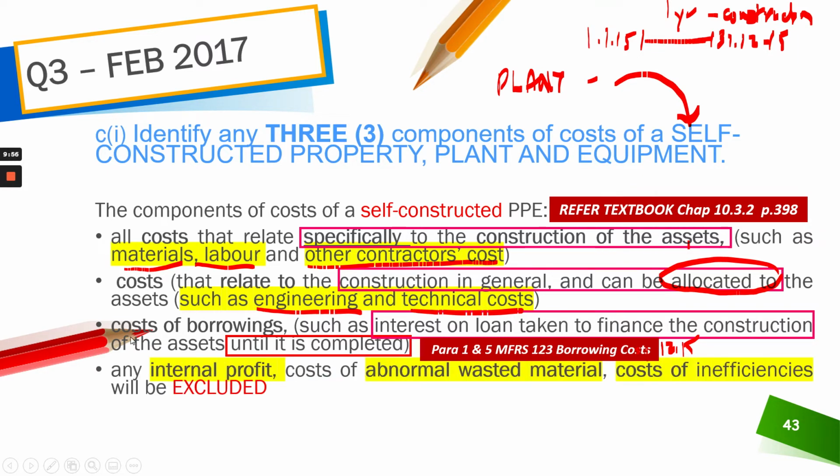The next one is also to consider or to exclude the internal profits. You have any internal profit during the construction, the abnormal wasted material, maybe you have material that you bought, some of it was not used, it was wasted, or the cost of inefficiencies will also be considered, but this will not be included, but this will be expensed or will be excluded. So that was for our case.